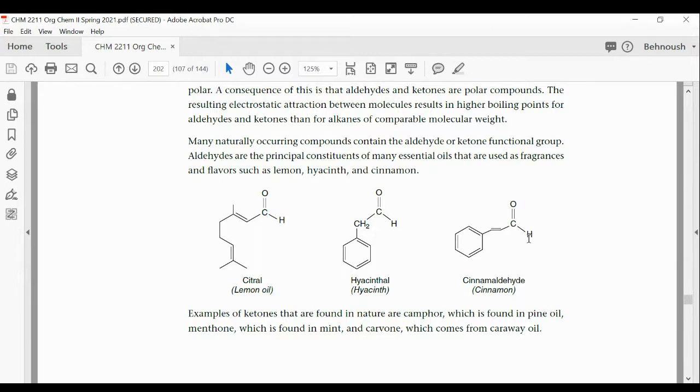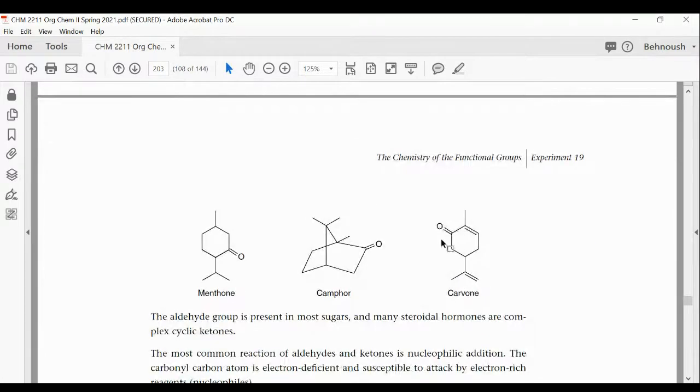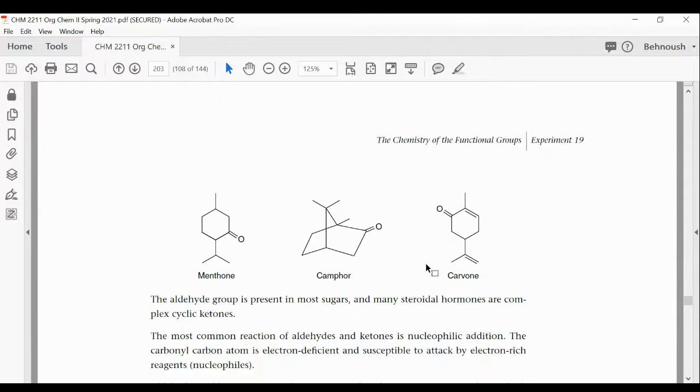If it's an aldehyde, it has a hydrogen attached to the carbonyl group, and this carbon can be further oxidized. But if it's a ketone, you don't have hydrogen attached; you have a carbon attached on either side of the carbonyl. That means you have a ketone. You cannot oxidize this by just a normal oxidizing agent.